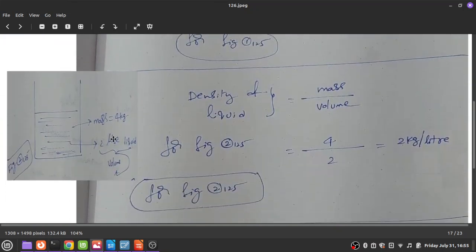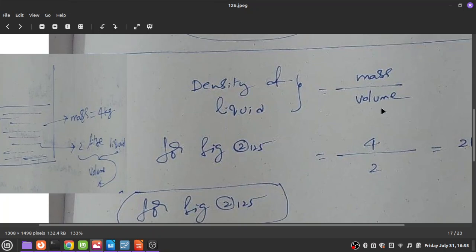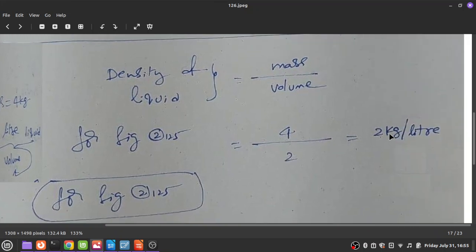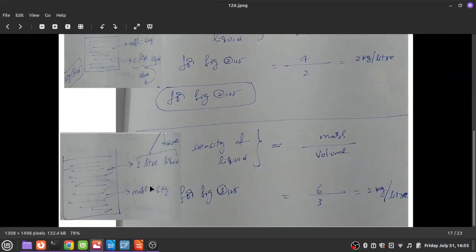Next you come to the second case. Here for the same liquid the volume is increased from 1 liter to 2 liters, but the mass is increased from 2 kg to 4 kg. Thereby density is equal to mass by volume, which means 4 by 2, and again it is 2 kg per liter. Now coming to the third case.